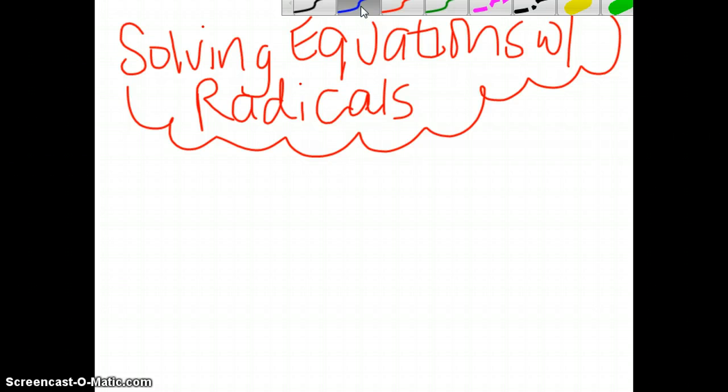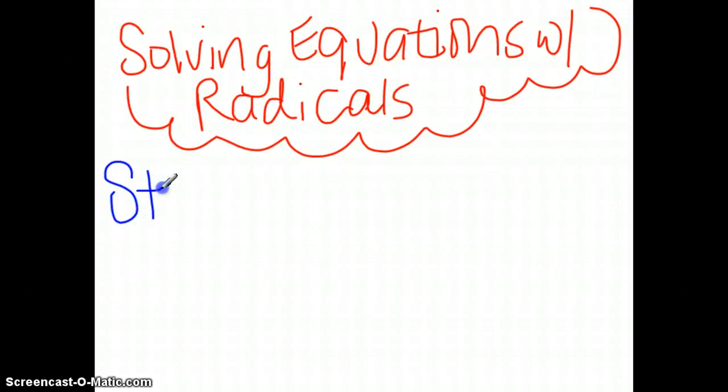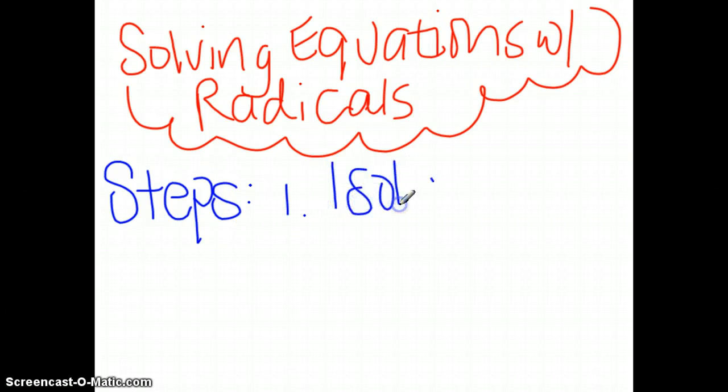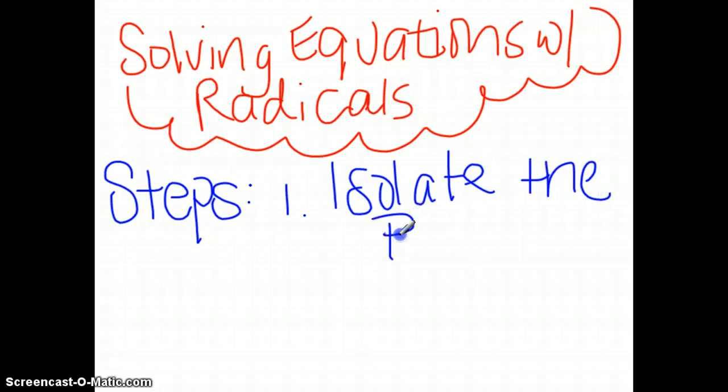Alright, so we've got a couple steps that I want you to write. So here are our steps. Pretty easy, but step one is isolate the radical. So you want everything under the square root to be by itself. So if it has plus 4 at the end, you're going to subtract 4 to get the radical by itself. If it has a divide by 3, you're going to multiply by 3 to get the radical by itself.